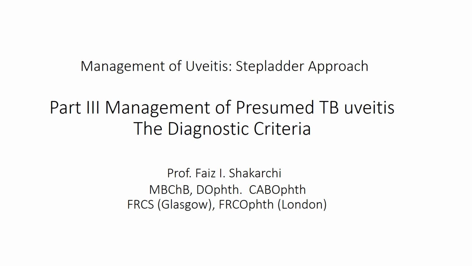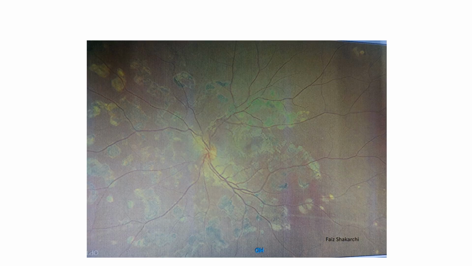The diagnostic criteria according to our local circumstances and the treatment of presumed TB uveitis. Iraq is one of the most TB affected countries in the Middle East region. TB uveitis is one of the most important infectious uveitis in our community, together with ocular toxoplasmosis and viral uveitis.